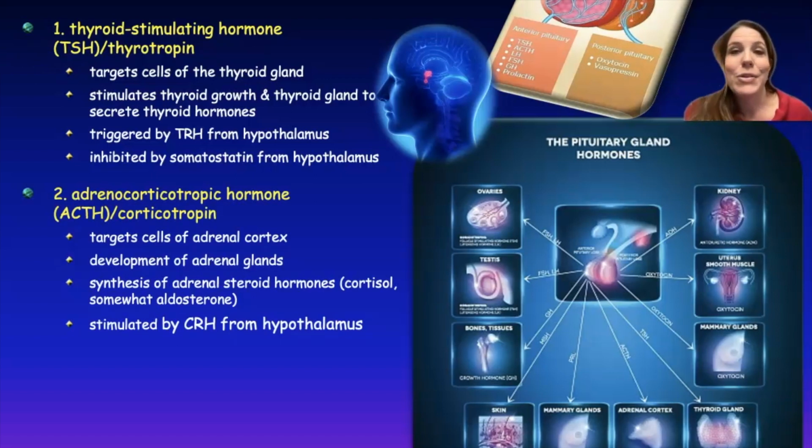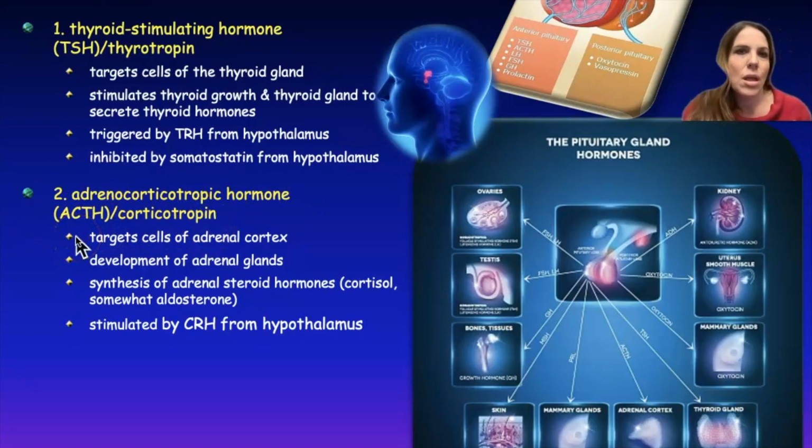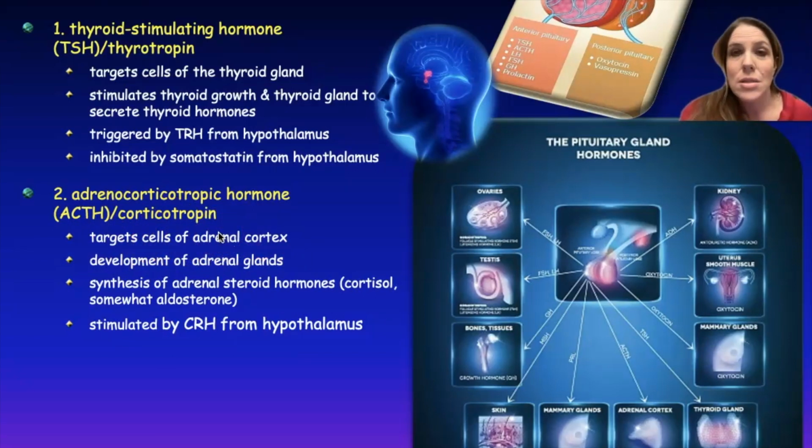Secondly, the anterior pituitary is going to produce a hormone called adrenocorticotropic hormone, or ACTH. Adrenocortico, so you know it's going to target the adrenal cortices. Adrenocorticotropic hormone, ACTH, also called corticotropin. So these are targeting the cells of the adrenal cortex. Adrenal cortex is the outer part of the adrenal glands, which are found right on top of the kidneys.